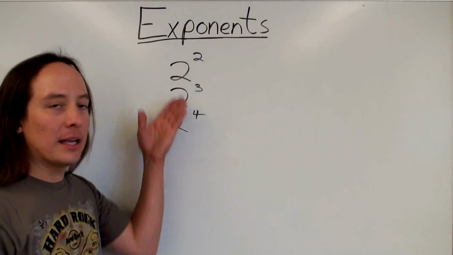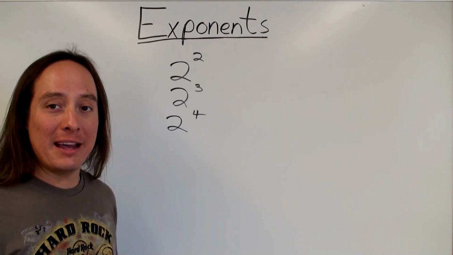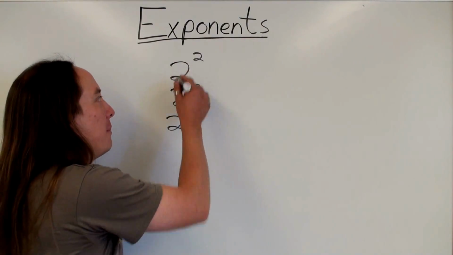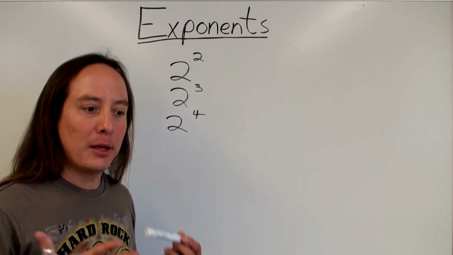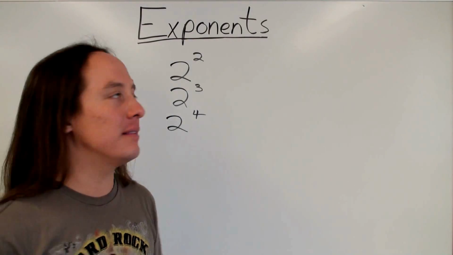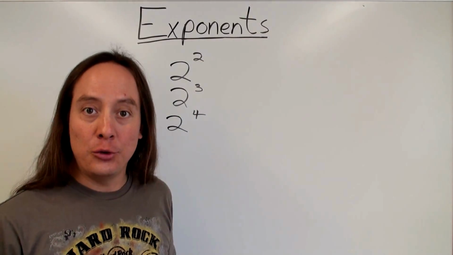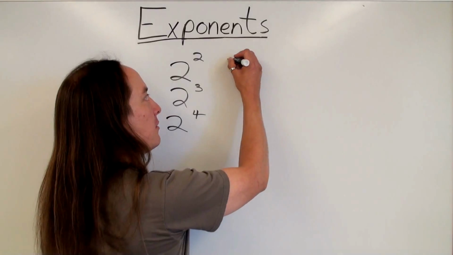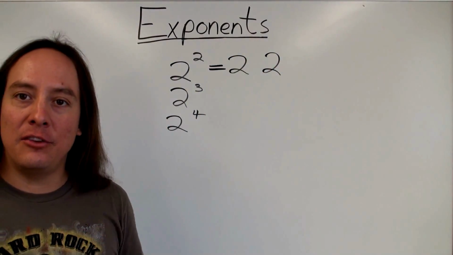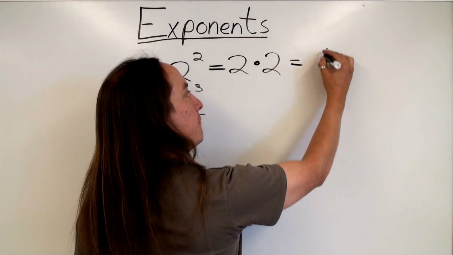Okay, so if we look at these, the first thing that I ask myself is, what's my base, first of all? And that's going to be 2 for all of these. So, our base is 2. Then I ask myself, how many times do I need to write down the base? And I look to the exponent for that answer. For the first one, it's 2 times. So I'll write down my base 2 times. And once I have them written down, then I just multiply them together. 2 times 2 is 4.